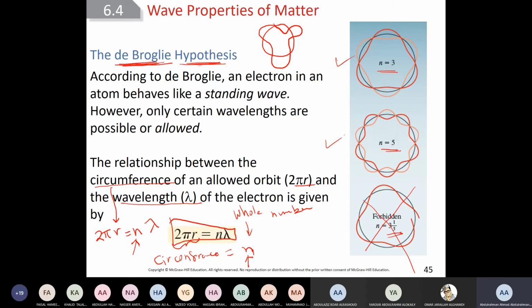What's the equation? It's very simple. 2πr equal to nλ. The circumference must be equal to n times lambda. We know 2πr. What's 2πr? It is the circumference. What's lambda? The wavelength. And what's n? Number of nodes. No, not number of nodes. Number of waves. Not nodes. All right?